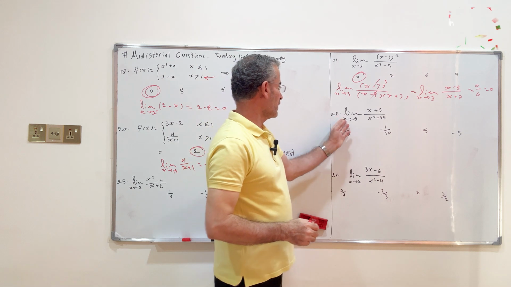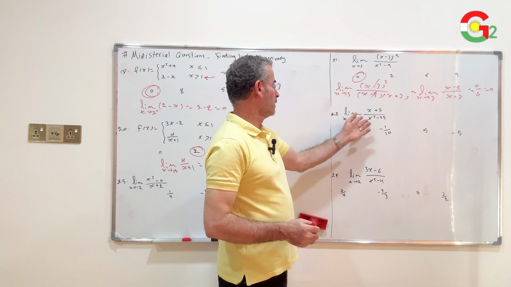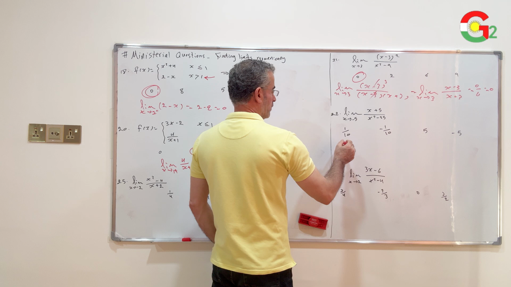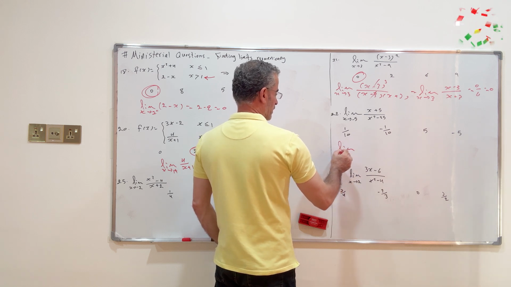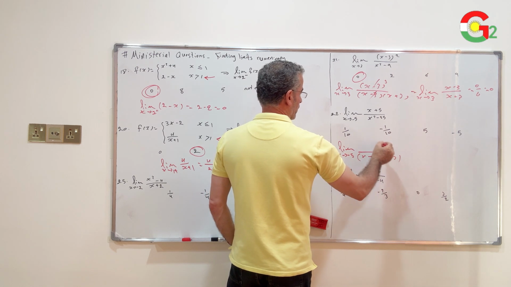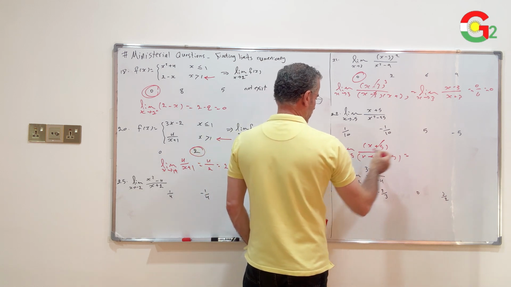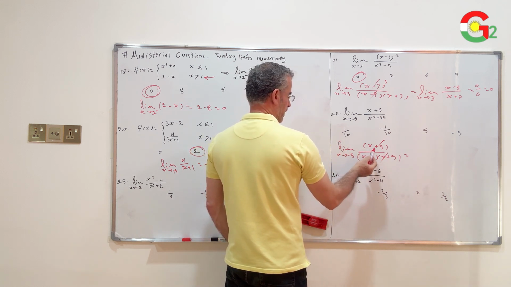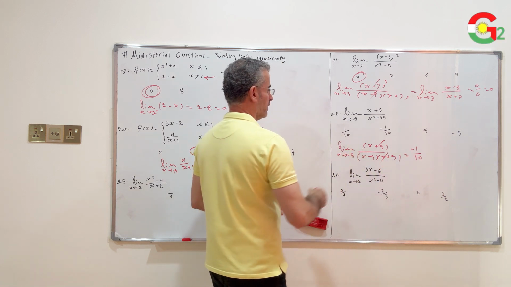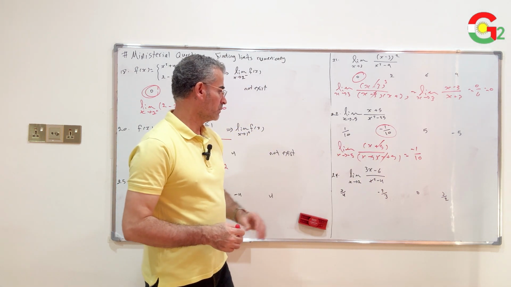Question 22, x approach to negative 5 for x plus 5 over x power 2 minus 25. If you substitute directly, you will get undefined term. But if we analyze the denominator, difference of 2 squares, x minus 5, x plus 5, x plus 5 in the numerator, reduce it with the denominator, substitute every x with negative 5, negative 5 minus 5, it is negative 10. Then the answer is negative 1 over 10. Choice B.